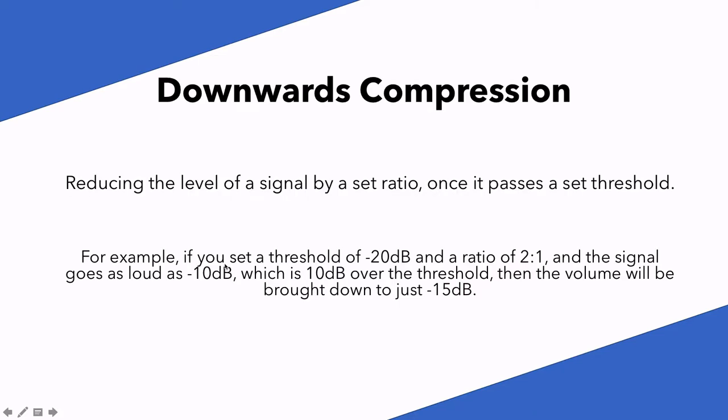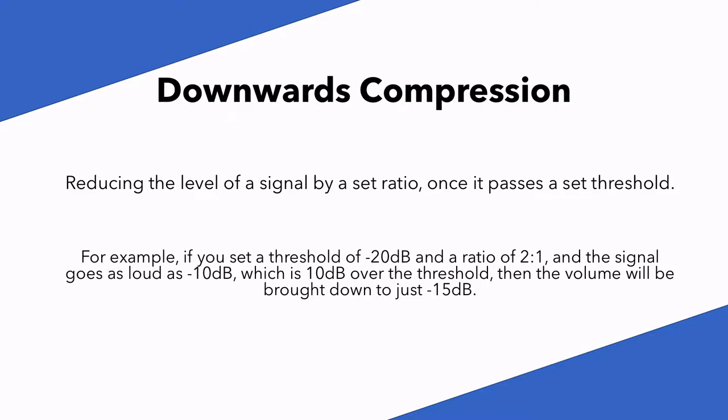Downwards compression is the most common form of compression, and it's the type of compression that most people refer to when they're talking about compression. What downwards compression does is reduce the level of the signal by a set ratio once it passes a certain threshold. For example, if you set a threshold of minus 20 dB and a ratio of 2 to 1, and the signal goes up to minus 10 dB, which is 10 dB over that threshold that you set, minus 20, then the volume will be brought down to just minus 15 dB.